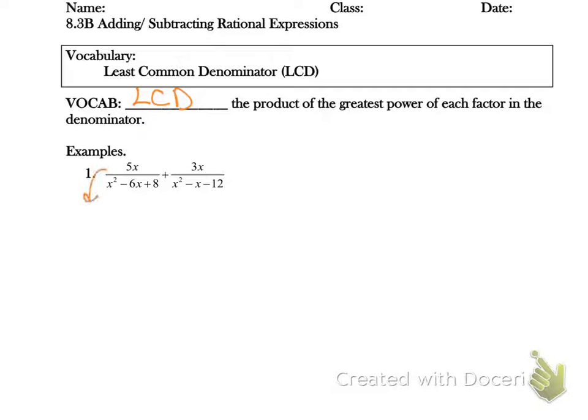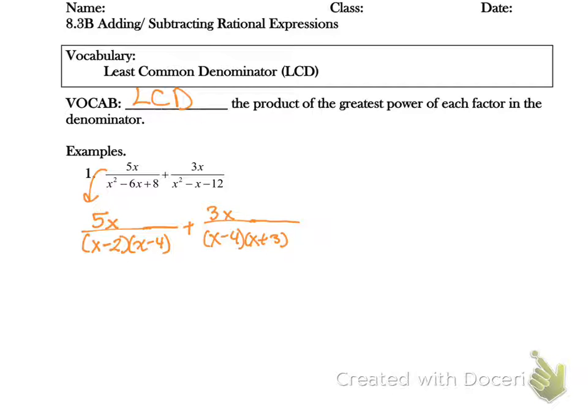So this first fraction is going to stay 5x on top. It's not going to factor any further. This will factor to x minus 2, x minus 4, and then the other fraction here stays 3x on top, and this denominator factors to x minus 4, x plus 3.